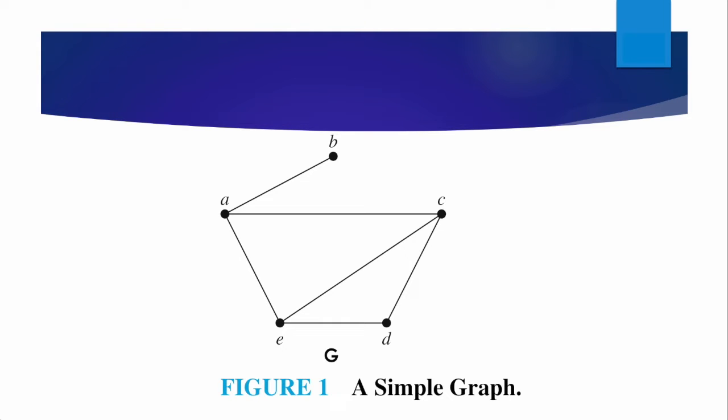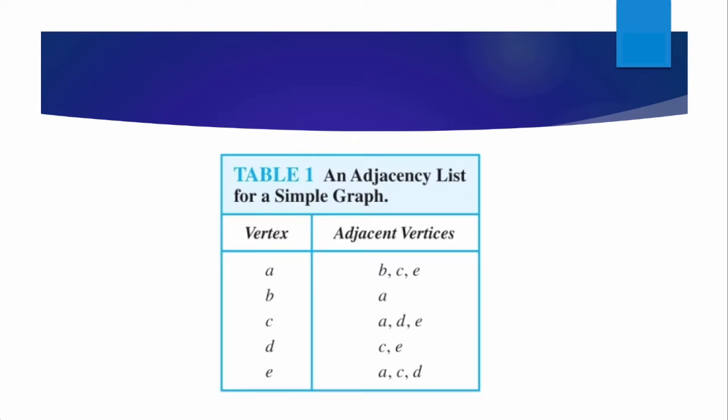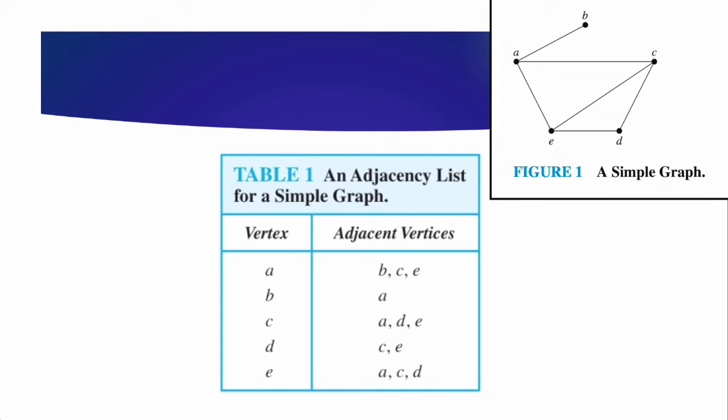To represent the graph G using an adjacency list, we need to draw a table that lists all the vertices of graph G. In the second column, we will specify the vertices that are adjacent to each vertex. For example, the vertices B, C, E are adjacent to vertex A. Vertex A is adjacent to vertex B, as you can see from table 1.